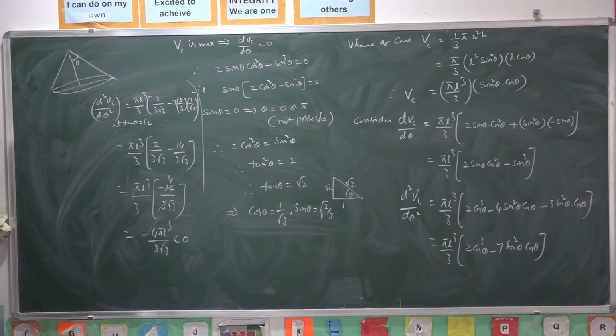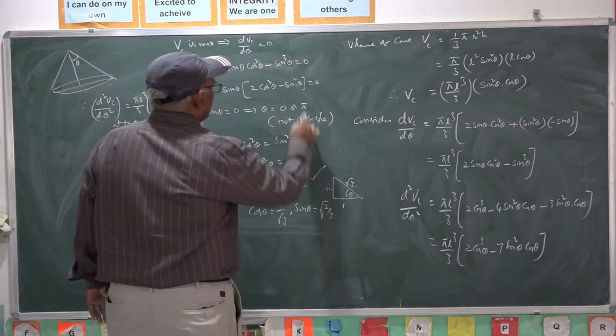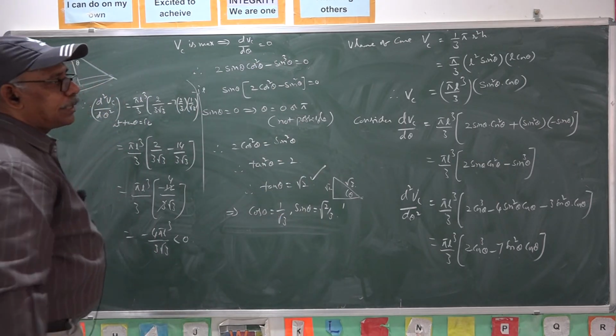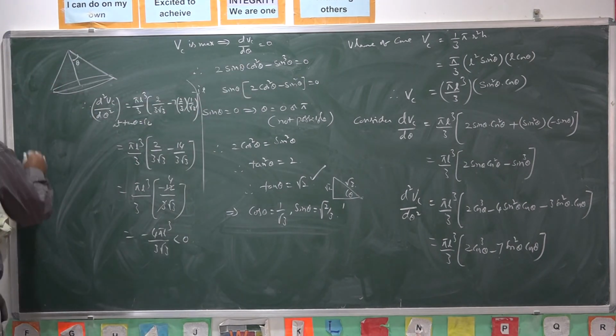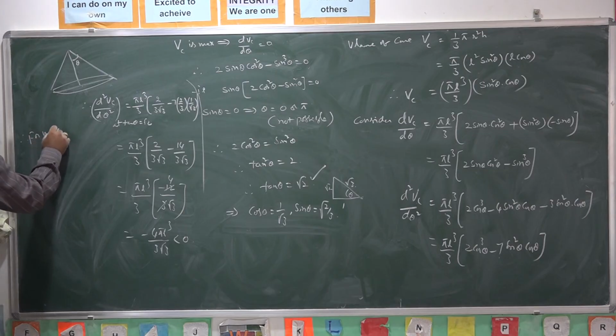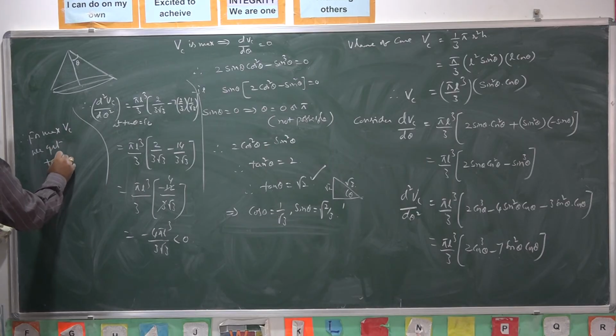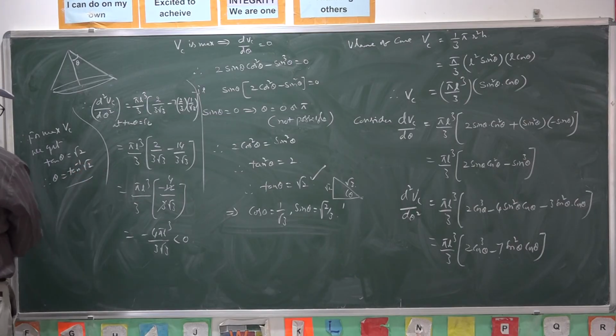So, L is always constant. The slant length is constant and positive. Hence, this is clearly negative. So, at this value, the first derivative is 0 and the second derivative is negative for V, C, volume. Hence, volume is maximum. Therefore, for maximum Vc, volume of the cone, we get tan theta equal to root 2 clearly. So, theta takes the value tan inverse root 2. The semi-vertical angle of such a cone is theta equal to tan inverse root 2.